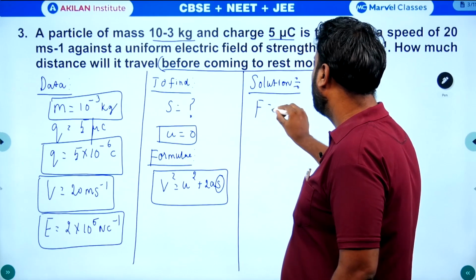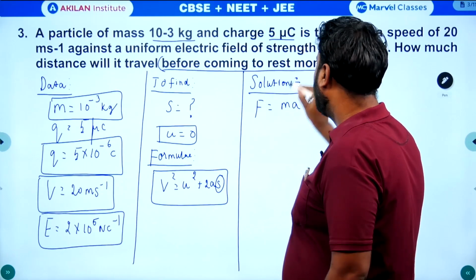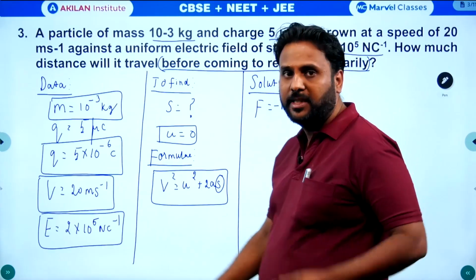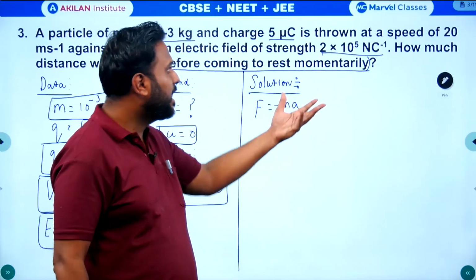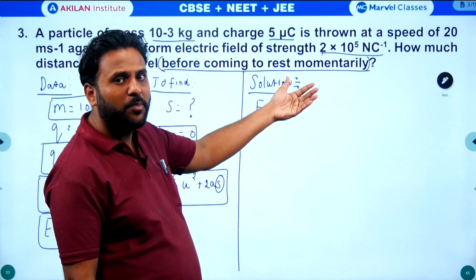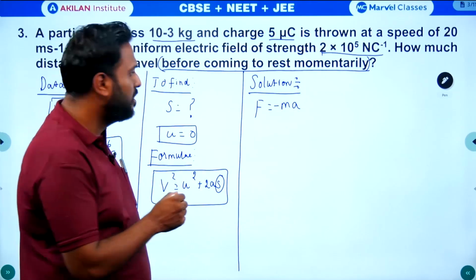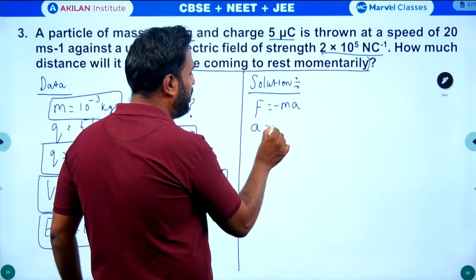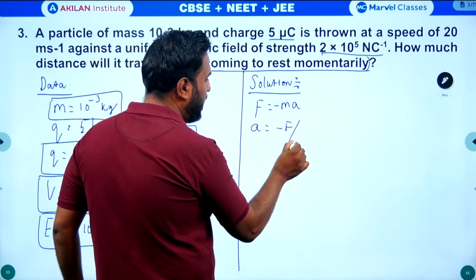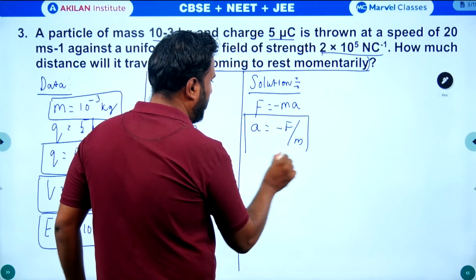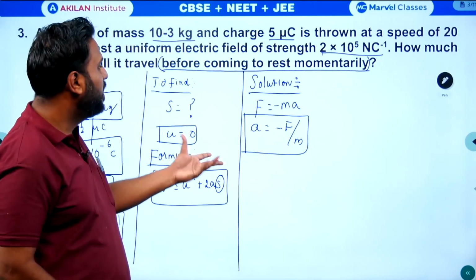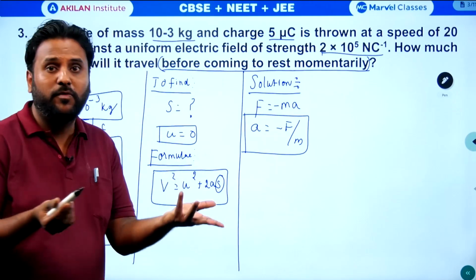F is equal to ma, but here it comes as minus. Why does it come as minus? In the sense it is acting at rest, the position which is momentary, so we have to take the opposite direction. So we keep it as minus. So we should find a equal to minus of F by m. First we have to find the acceleration. We have the mass, but we don't know the force.